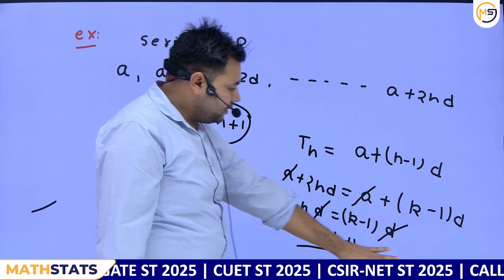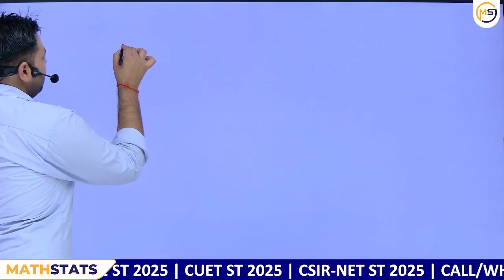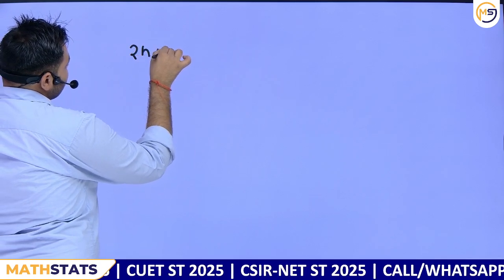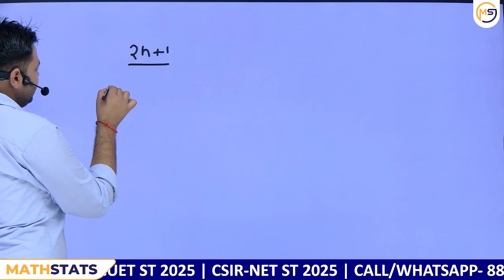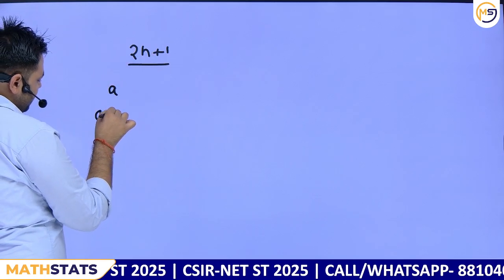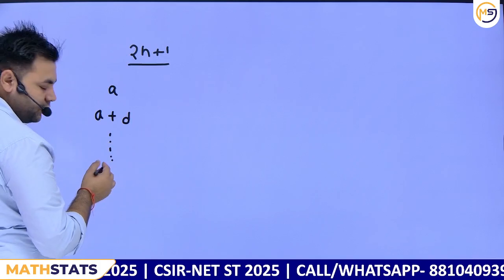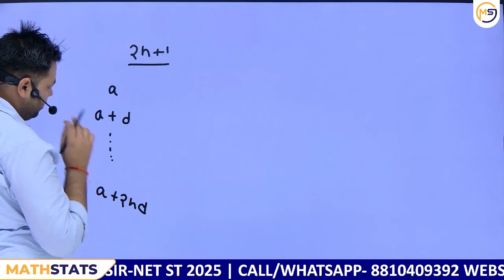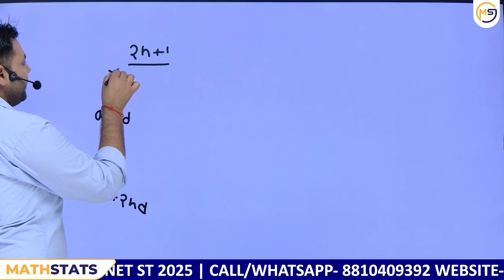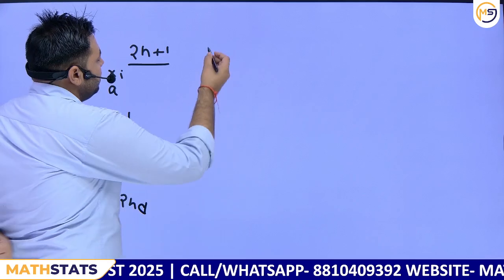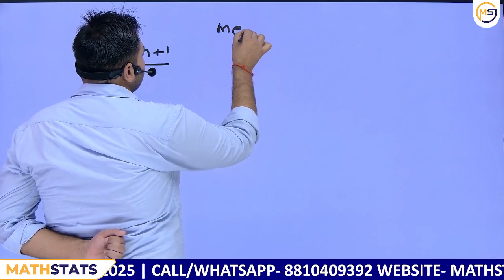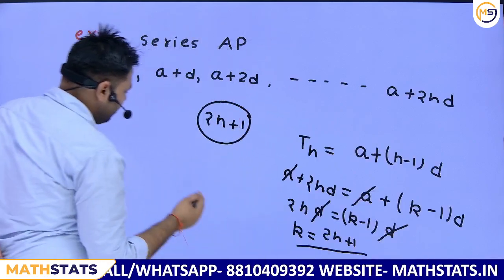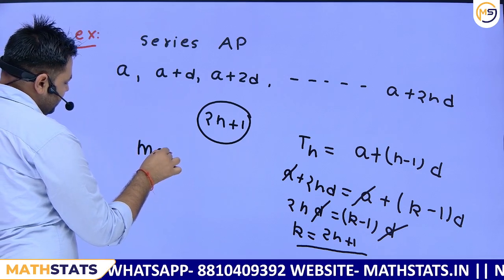So here there are 2N plus 1 terms. Now my series is A plus D, and so on, up to A plus 2ND. Now this is xi. So first, what is the mean of this series? Anyone? First calculate the mean here. What is the mean of this series?